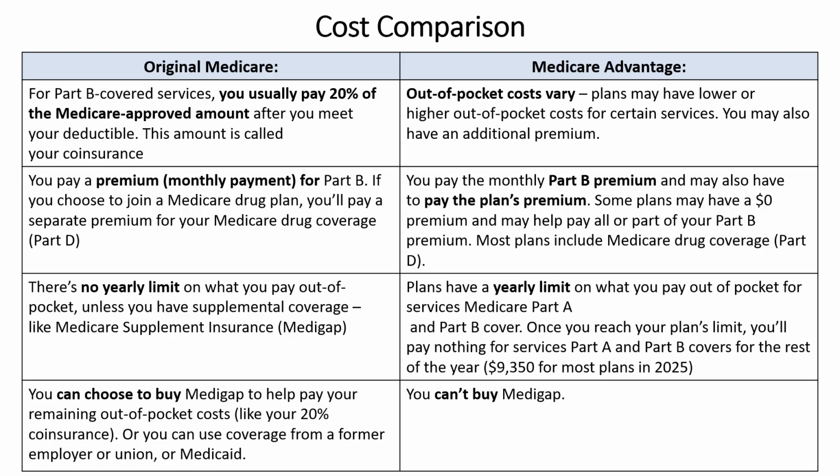Plans have a yearly limit on what you pay out of pocket for services Medicare Part A and Part B cover. Once you reach your plan's limit, you will pay nothing for services Part A and Part B cover for the rest of the year. The limit is $9,350 for most plans in 2025. With a Medicare Advantage plan, you can't buy a Medigap policy.